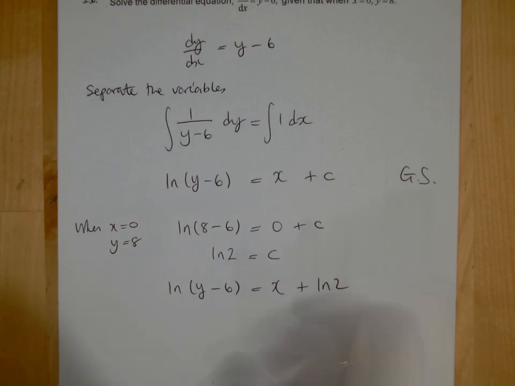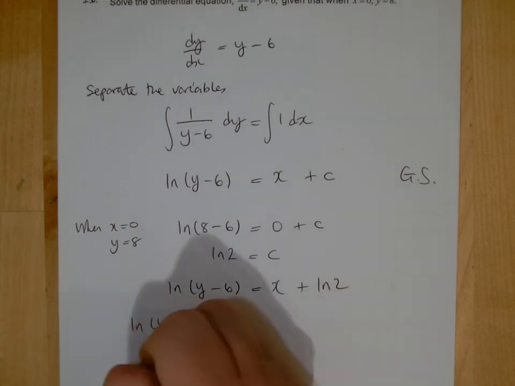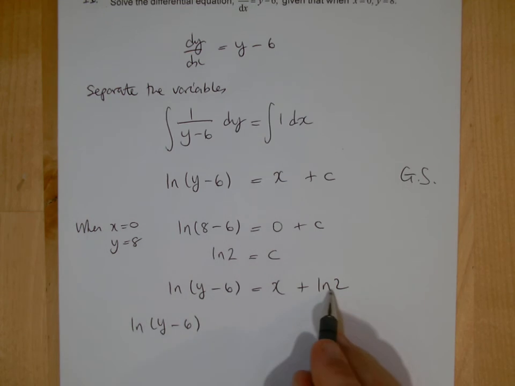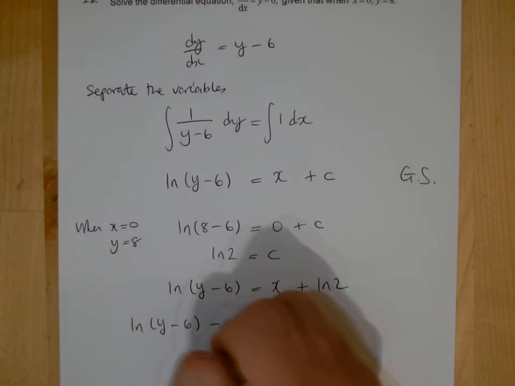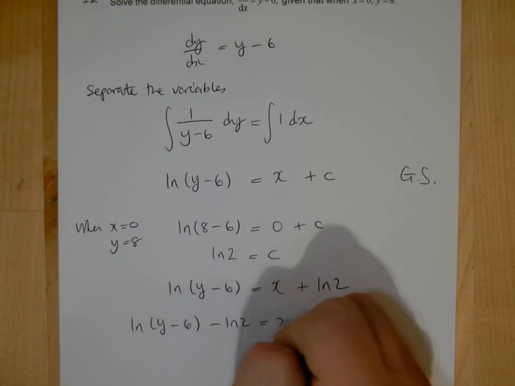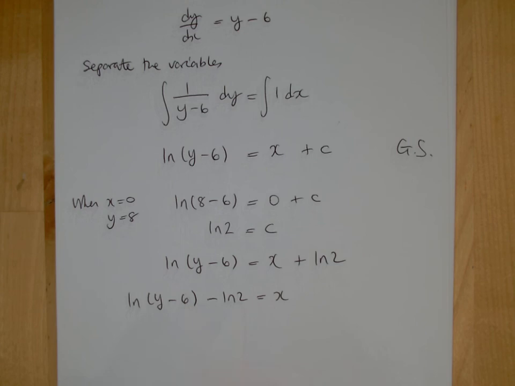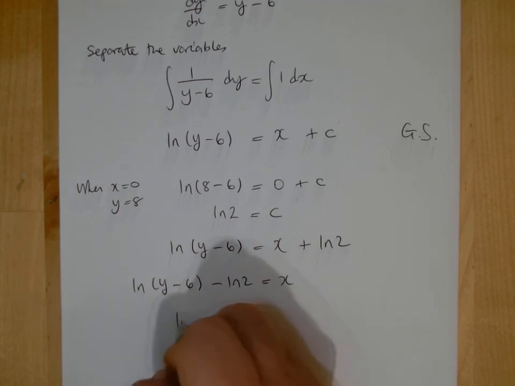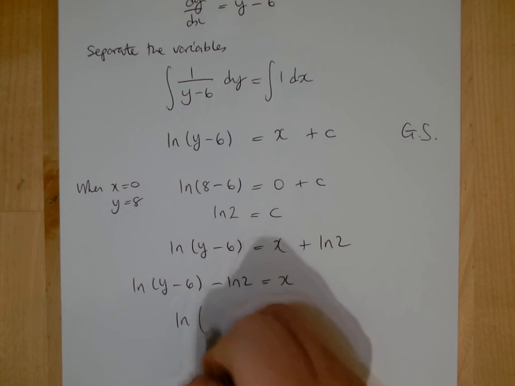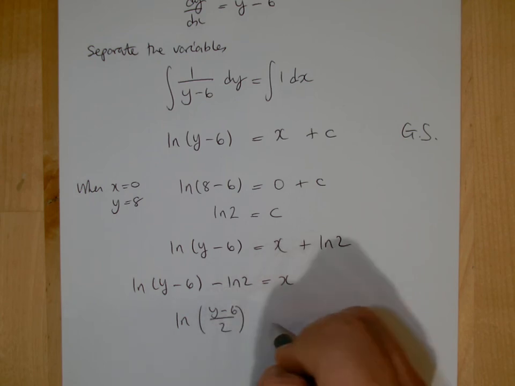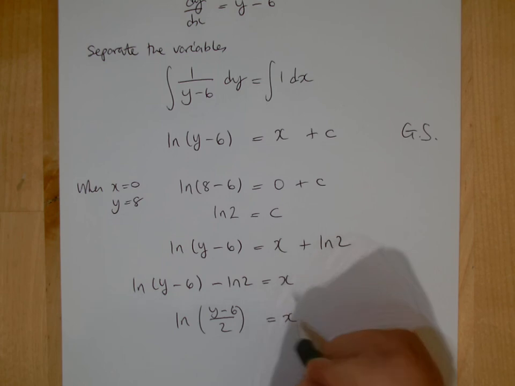Well, the plan would be, because we can't change this, to get the logarithms together. So keep the ln of y minus 6 as it is, but that ln 2, take it over the other side, it becomes a minus ln 2, equals x. And then we've got to think back to the rules of logarithms. When you're taking away logarithms, remember the second rule, you can write it as a single logarithm, but we end up dividing the terms. So y minus 6 divided by 2, written as a single logarithm, equal to x.